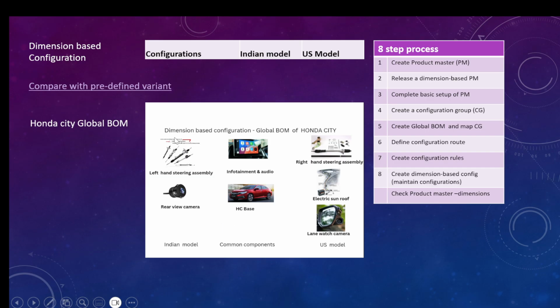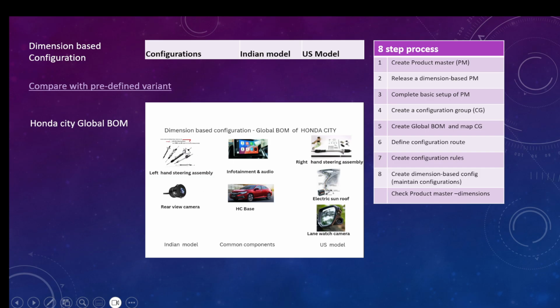Now look at this. This is the Indian model. If the Indian model is one configuration, my company is engaged in manufacturing and selling Indian model cars and US model cars. So when I'm going to sell it, depending on the model I select, the respective BOM components will be chosen. So this is the usage for dimension-based configuration.